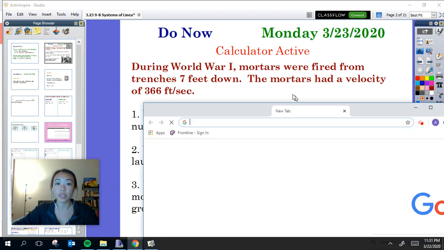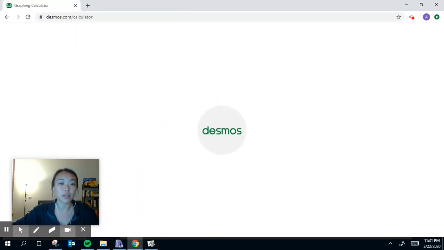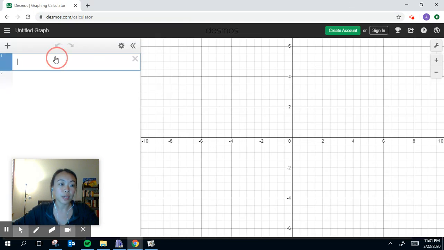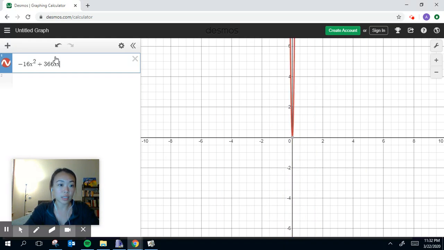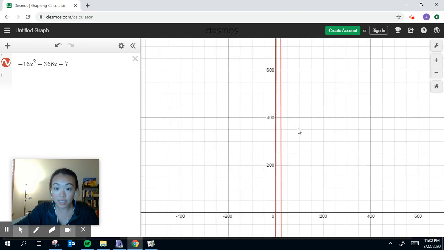So what I'm going to do here is pull up the Desmos screen and just plug in the equation that I used. So I have negative 16x to the second power plus 366x minus 7. And when I get something that looks like this, I might need to zoom out and click on all the stuff that I can see.